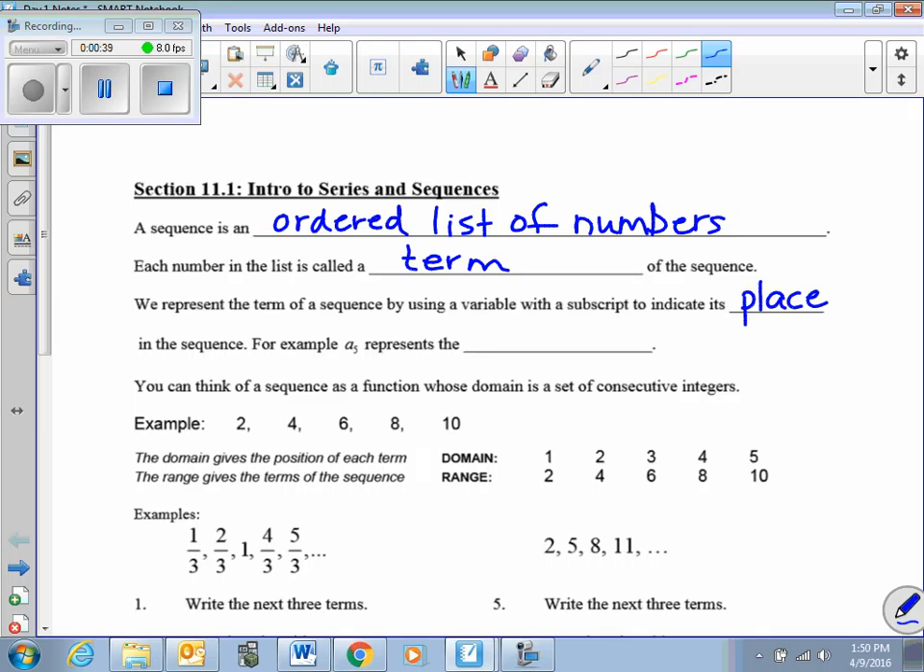For example, a sub 5, the little 5 is the subscript. A sub 5 represents the fifth term in the sequence.